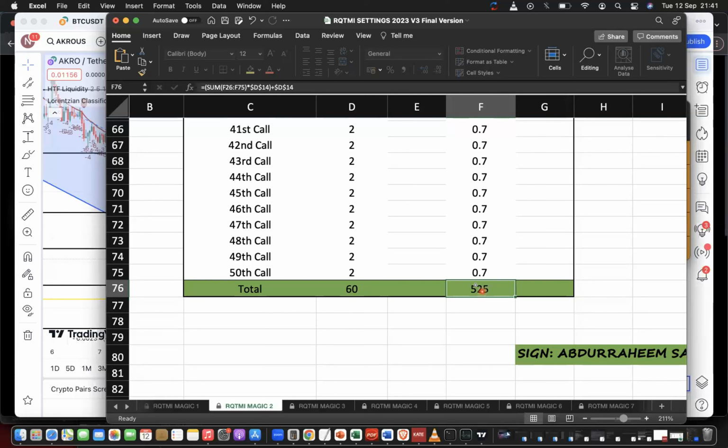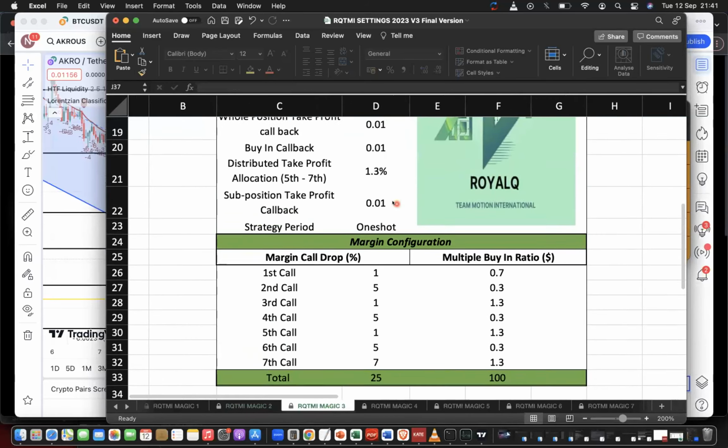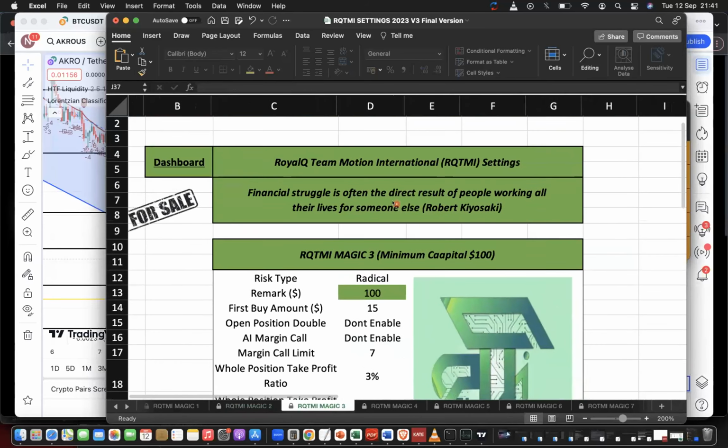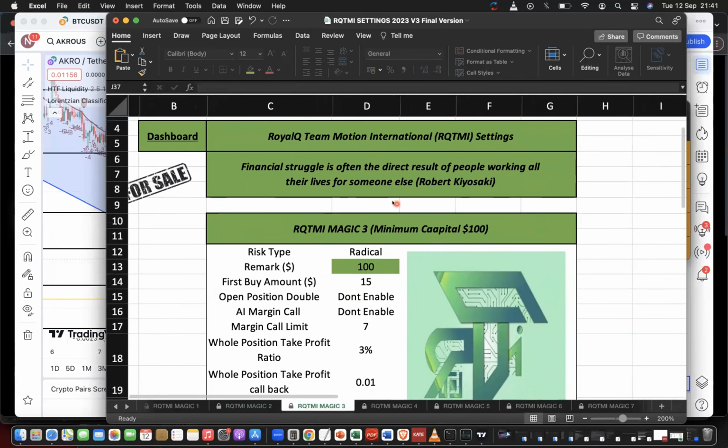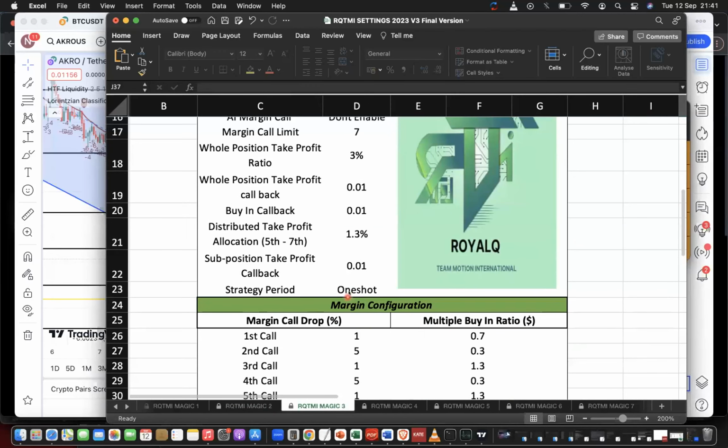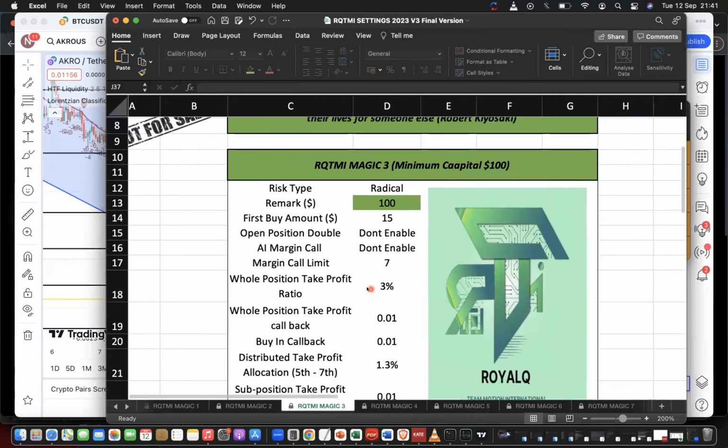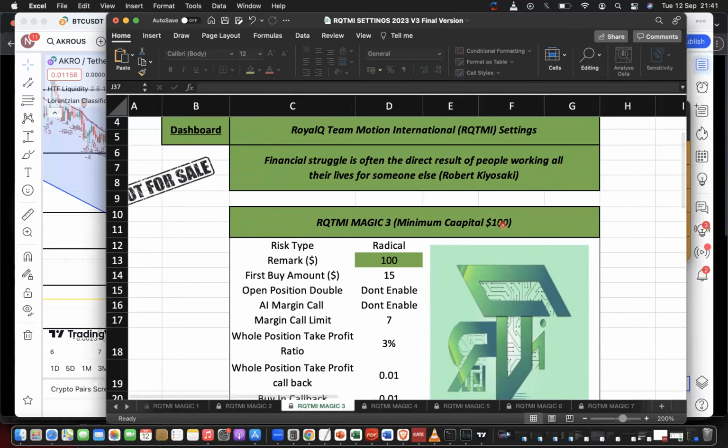Now the next thing is method three. I'm going through these methods so that when we see the Excel sheet, we know how to use it. This is purely a one-shot strategy, and it's for small capital of $100. So can somebody with $100 trade? Yes, the person can trade, but the person must be ready to learn.